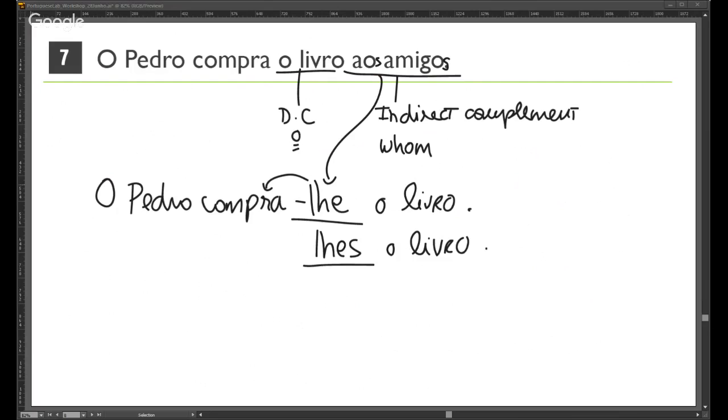Apparently not. So let's continue. Then there is something else you need to pay attention to. I told you that these pronouns are going to be connected to the verb with a hyphen. But that's when the pronoun is placed after the verb.